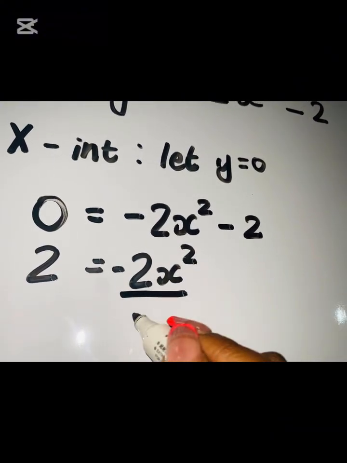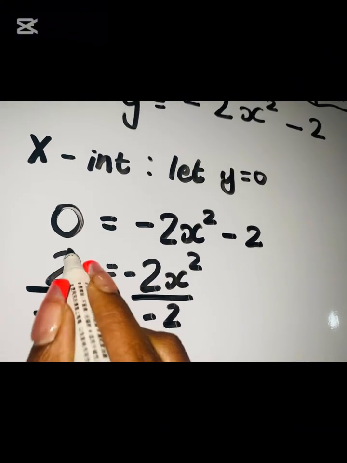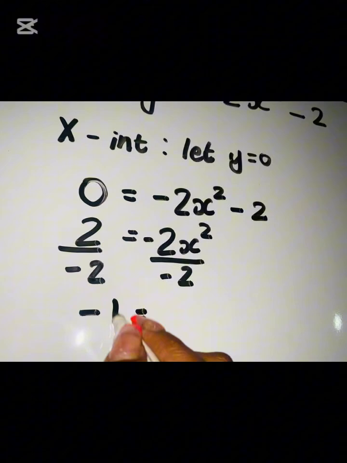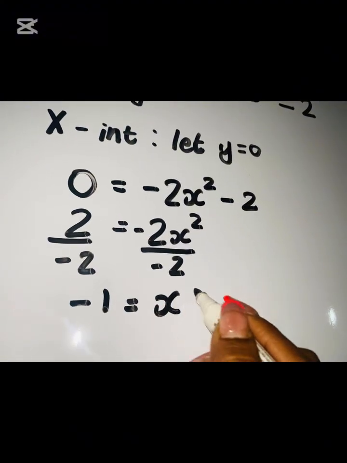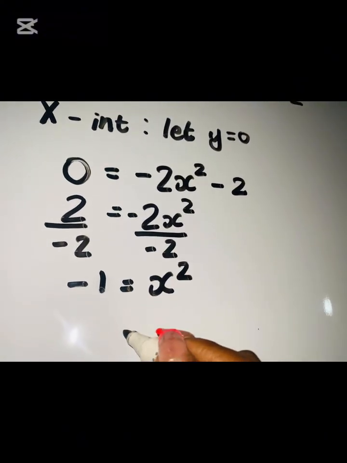So I'm going to divide it on both sides first. So meaning 2 divided by 2 is now going to be equal to negative 1. And this side I have x squared. Now I need to get rid of this x squared by taking the root.